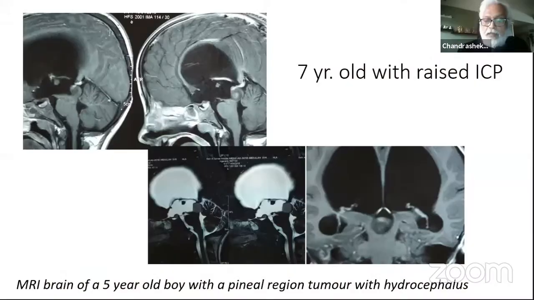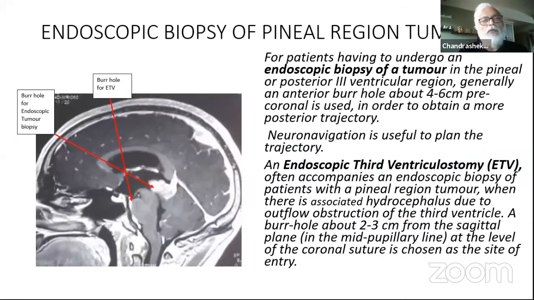So basically, when we are looking at endoscopic biopsy of a posterior third ventricular lesion, you are usually going to put an anterior burr hole 4 to 6 centimeters pre-coronal to get directly to the tumor, if that is your only objective. And neuronavigation usually gives you a good orientation as to what your trajectory should be, as you would find in this picture.